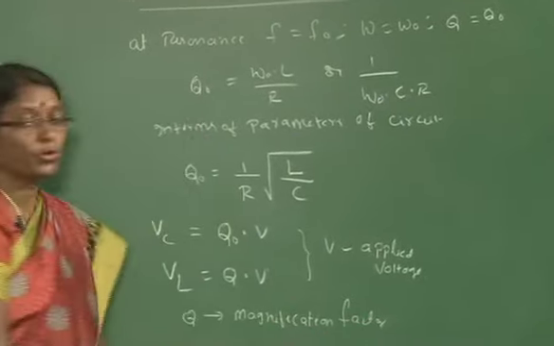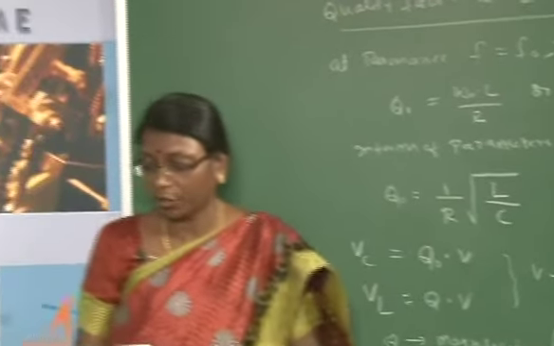The conclusion is, at resonance, the voltage across the inductor and the voltage across the capacitor are amplified by the quality factor times. The reason is, we are considering only the magnitude. If you consider the net reactance, they will get cancelled, but we are considering only the magnitude, which is magnified by the quality factor times.